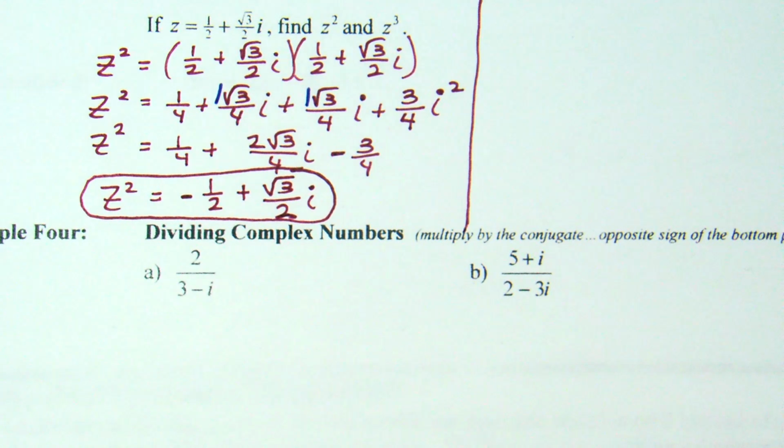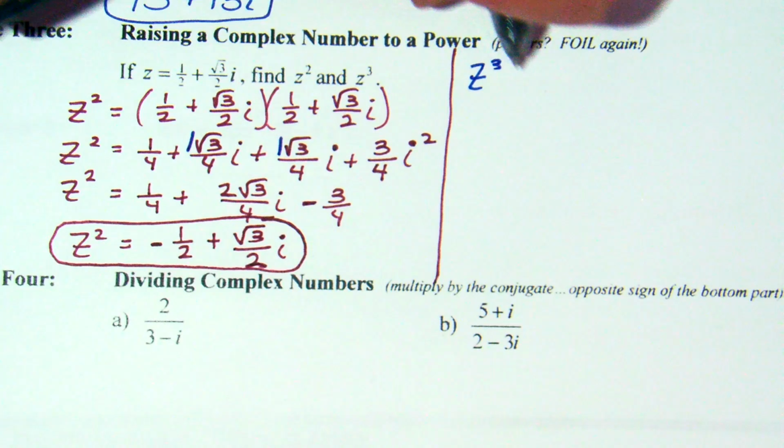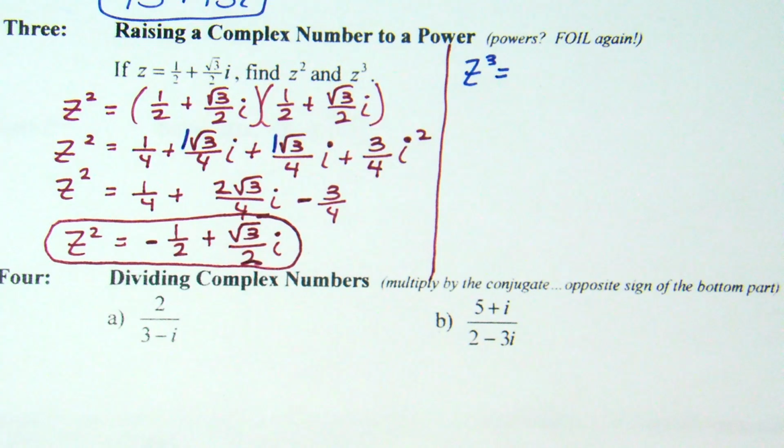Now, we can make z cubed really long and difficult, or we could be smart about this. How can we be smart about doing z cubed? Yes, z cubed could be broken down into z squared times z. That saves us having to multiply z times z and then multiply that by z. We can just jump straight into, I just found z squared. Let's use that, right?